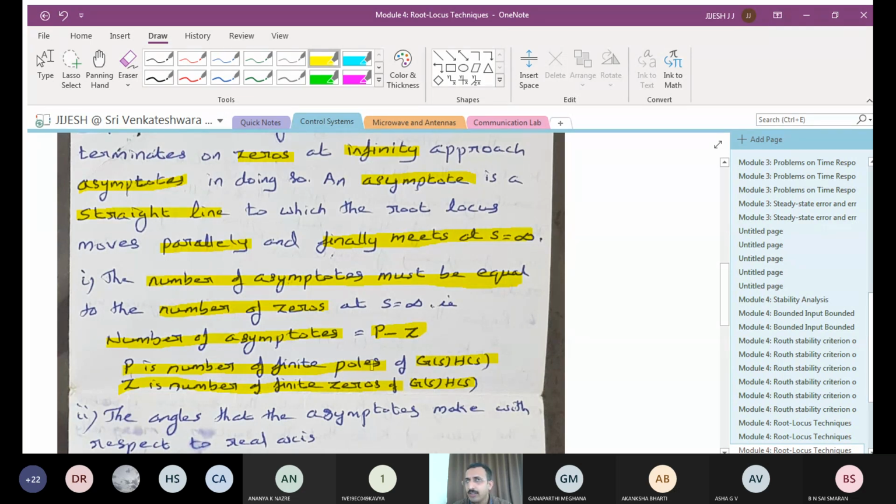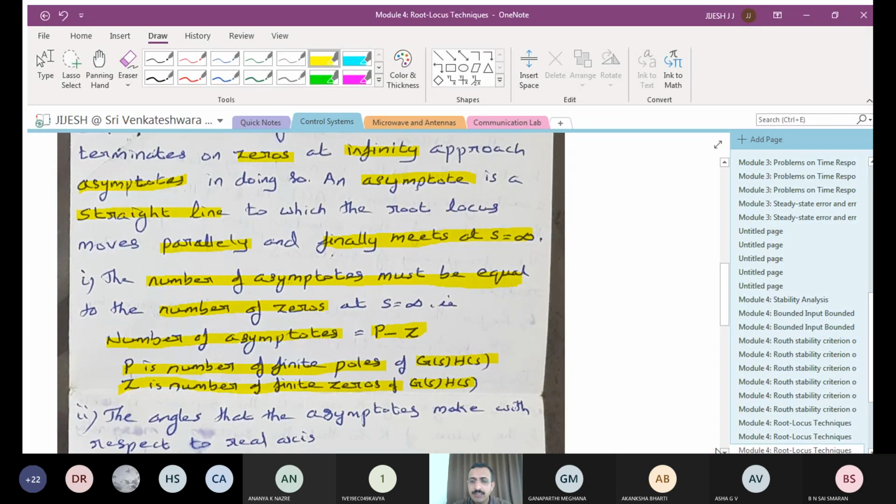Now you understood how many asymptotes there are, but you don't know at which angle they have to be drawn. If you get 2 asymptotes to be drawn, then you have to find out at which angle you have to draw those 2 asymptotes. So to understand which angle you have to draw, you have to find out those things.